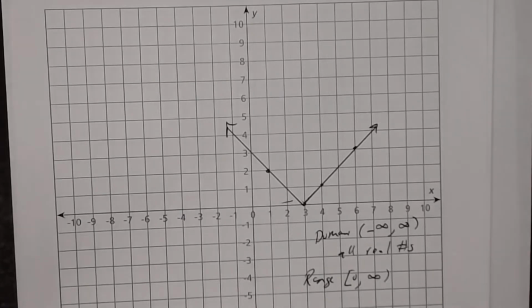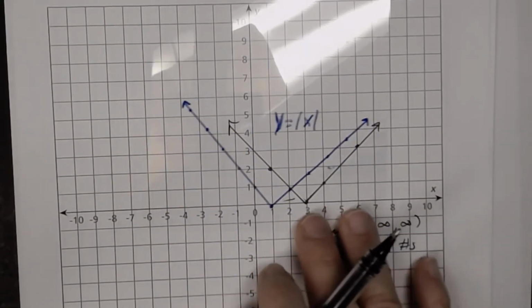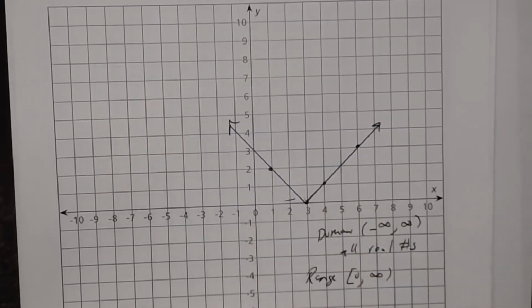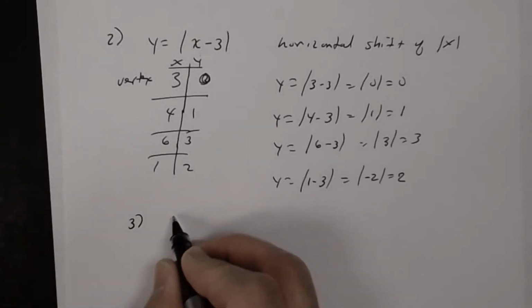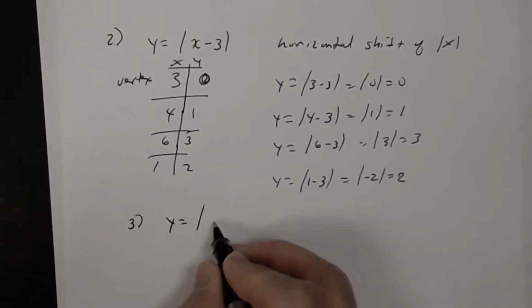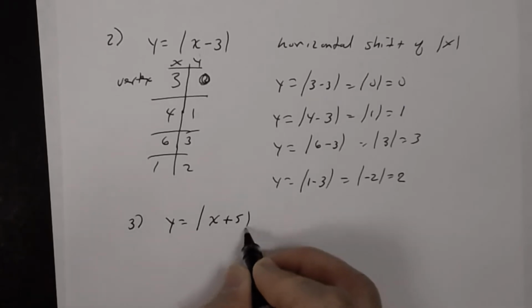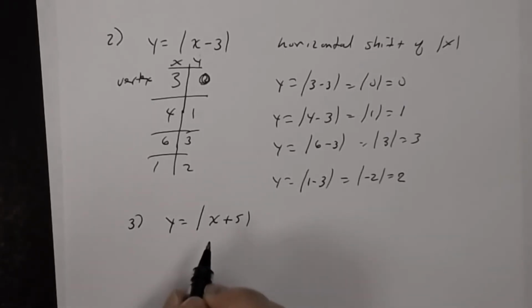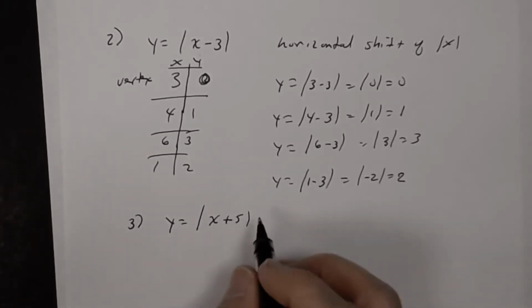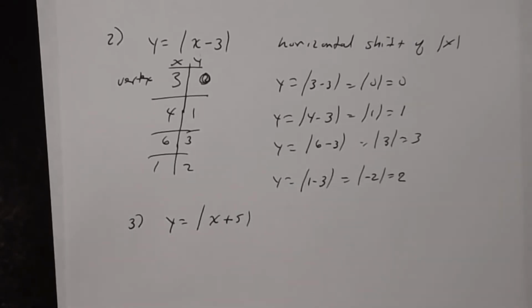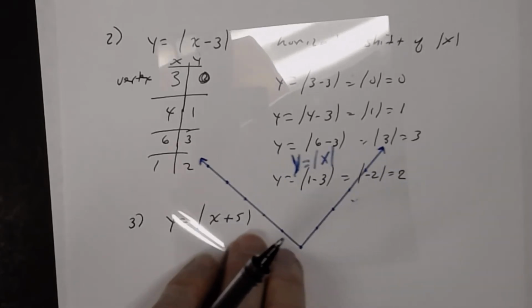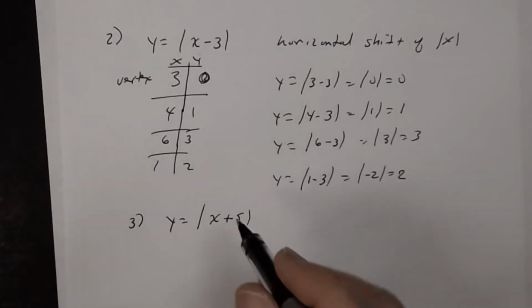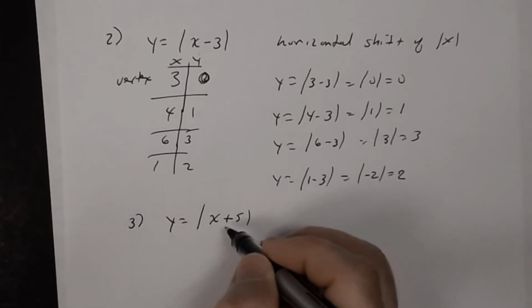Suppose now, we know the idea of horizontal shifts. So we know what horizontal shifts look like. Okay? So now let's suppose we had this though. So number 3. What if I had y equals the absolute value of x plus 5? Okay, so we know that's a horizontal shift, right? Because the number's on the inside. Here's the question though: is it going to be a horizontal shift to the right or a horizontal shift to the left? It will be a horizontal shift, counterintuitively, to the left.